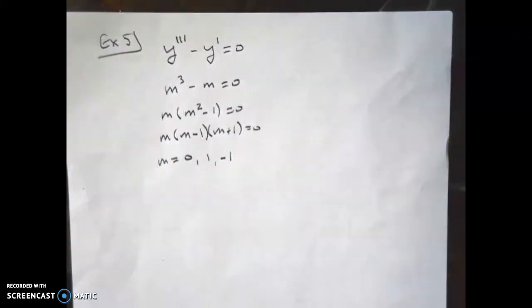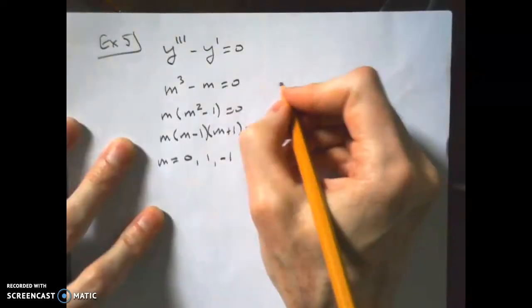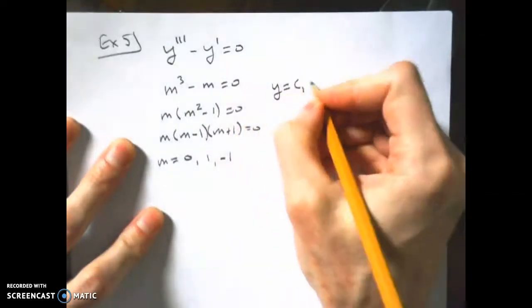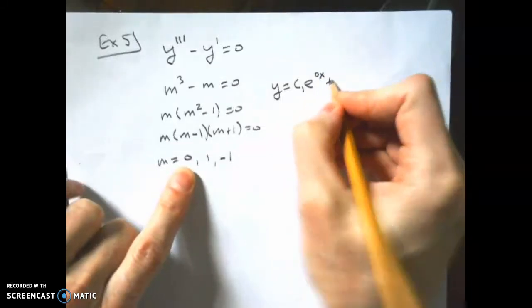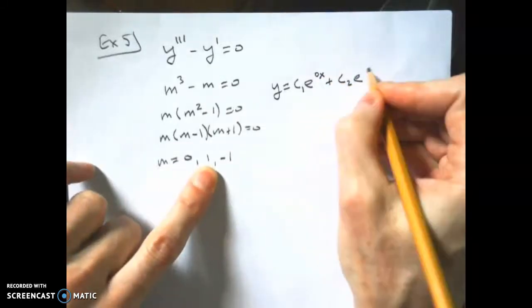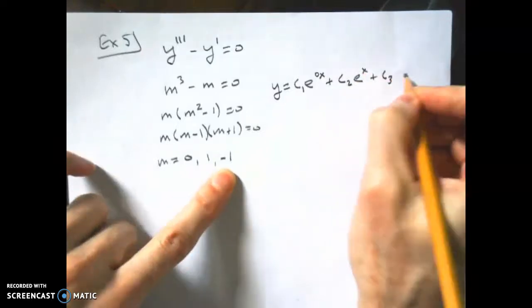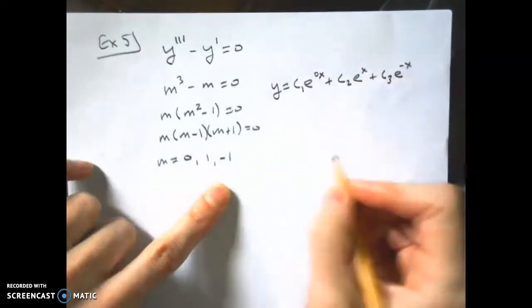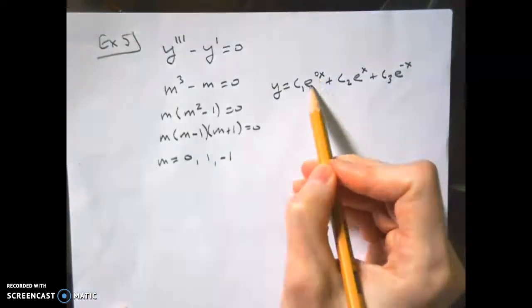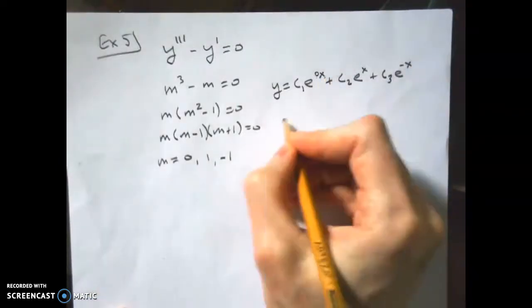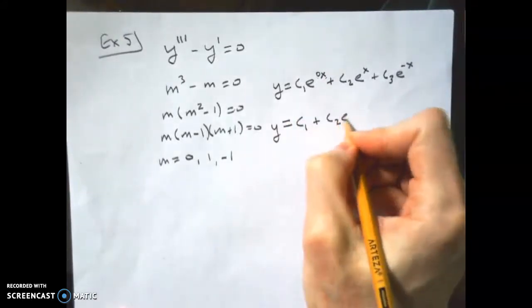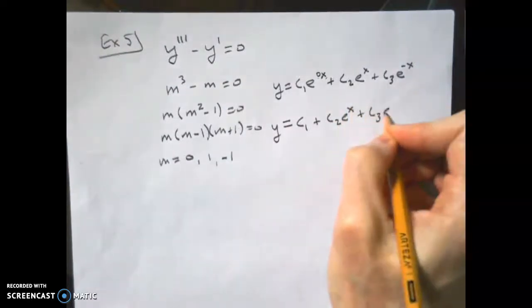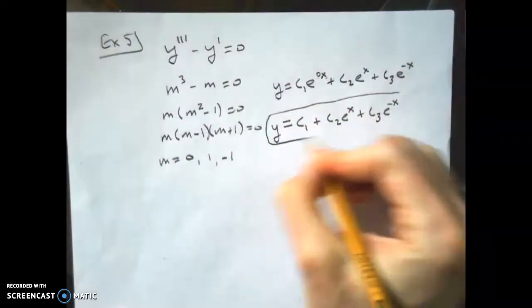Okay, so we're going to follow the same format, but instead of there being 2 terms, there's going to be 3 terms. So you're going to get y equals c1 e to the 0x plus c2 e to the 1x plus c3 e to the negative x. And here we can simplify since e to the 0x is just 1. We call it y equals c1 plus c2 e to the x plus c3 e to the negative x.